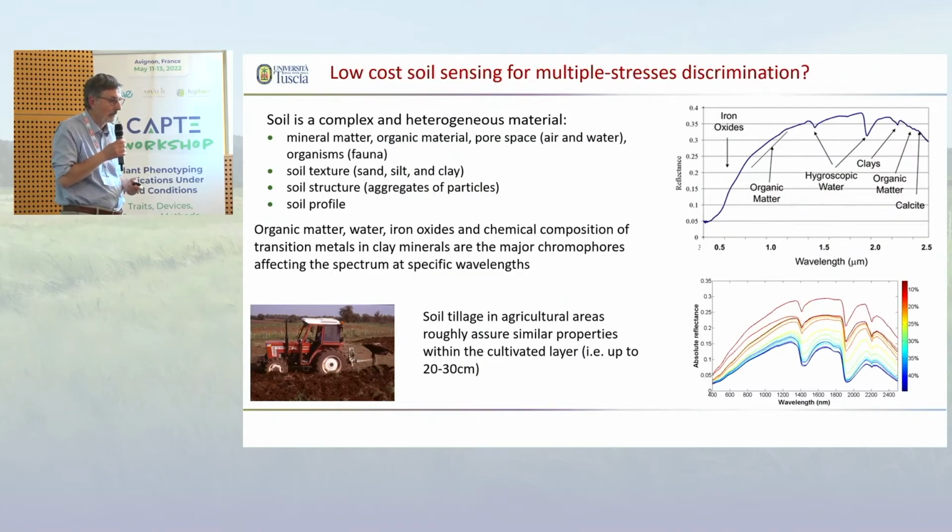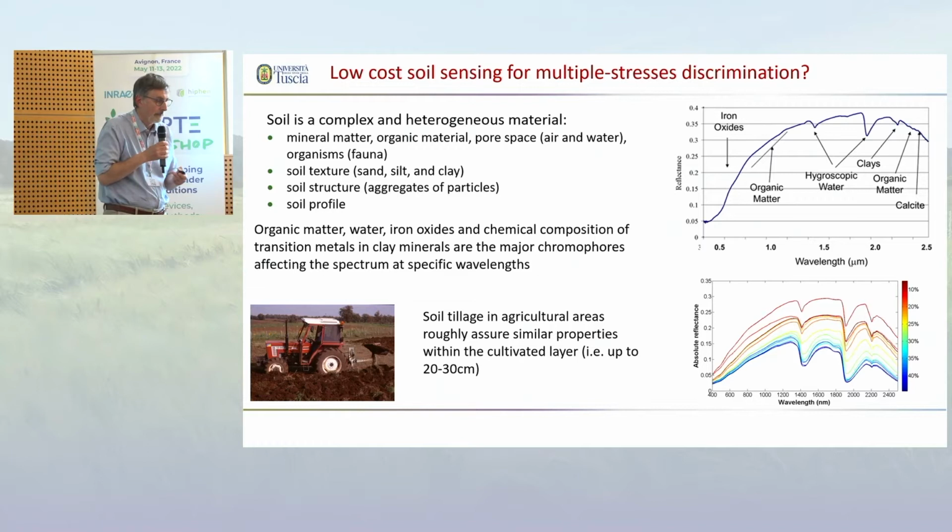Another aspect that we are investigating, which is also linked with trying to distinguish the different stress factors, is to identify the influence of soil, because there is always variability in the soil. Hyperspectral data have been proposed to be used also for estimating soil properties, because there are some known properties affecting the spectra, so-called chromophores, like soil texture, soil organic matter, and so on.